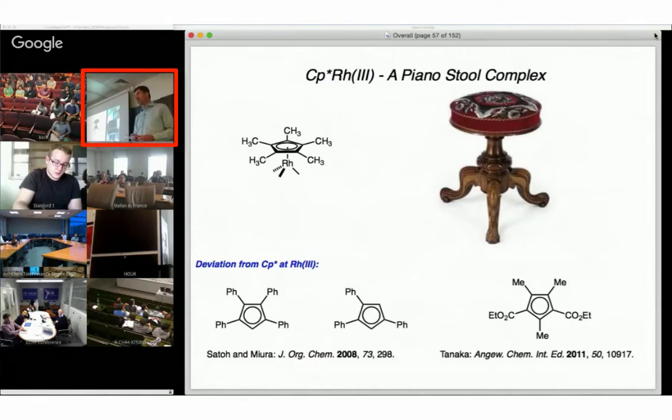Deviations away from Cp star are few in the literature. Prior to our own work, Sato and Miura introduced these tetraphenyl and triphenyl Cp analogs, which were better in some cases. And then Ken Tanaka has introduced this electron-deficient analog of the Cp star that also has some advantages.